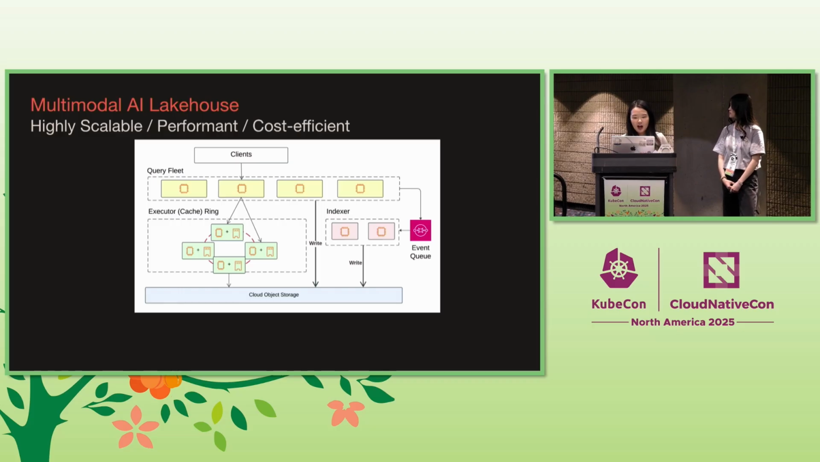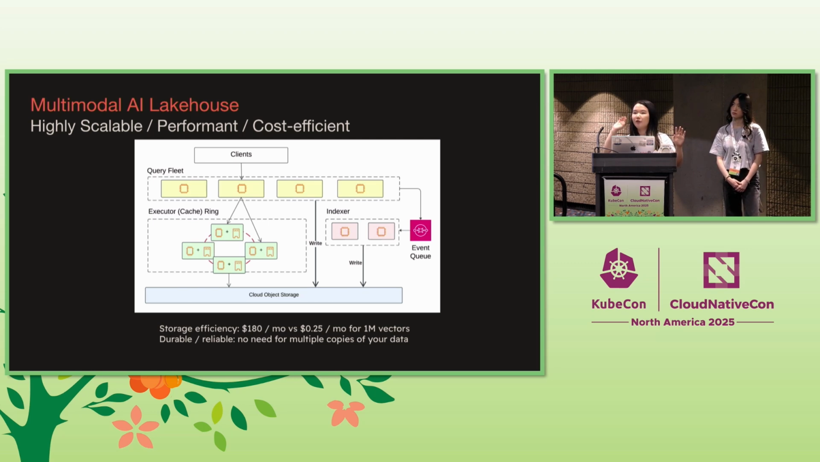And this is our whole enterprise stack. You store the Lance format in the cloud object storage. The benefit is that we can reduce your 1 million vector storage price from $180 per month to only $0.25 per month. That's basically the memory price compared with the object storage price. And you can store your really large, millions or billions of rows data set in the cloud object storage.